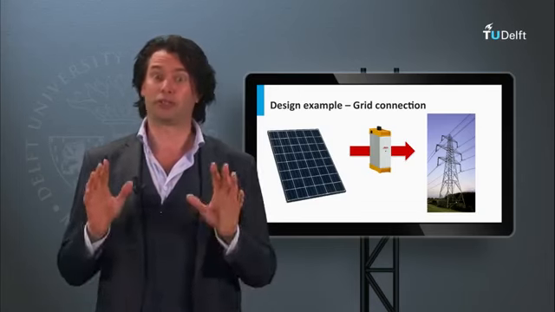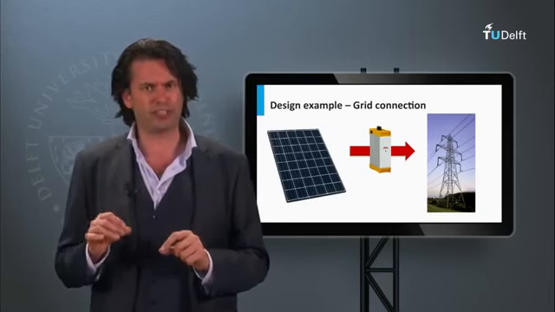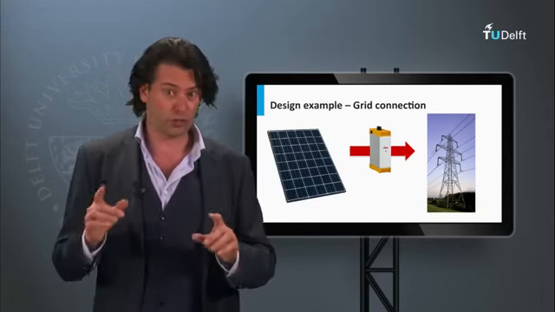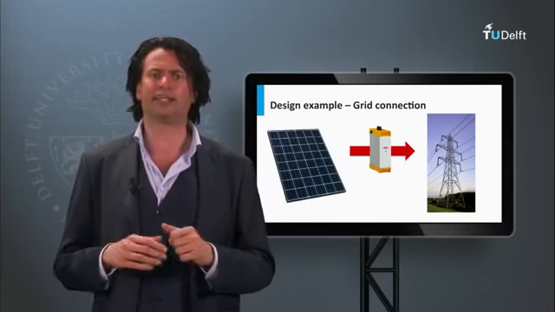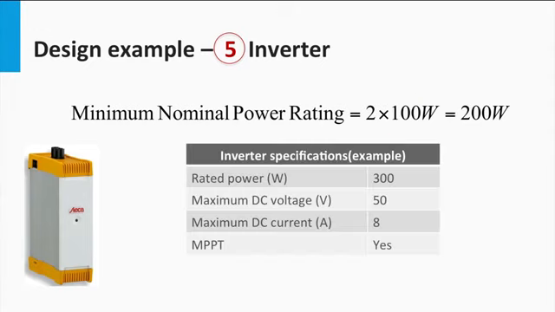Consequently, in grid-connected PV system, it is usually seen that the inverter is sized based on the PV array sizes and not the load size, like in the standalone systems. So the required PV power is 200 watts. The inverter should be able to at least handle this power. Thus, we say that the minimal nominal rating of the inverter is 200 watts.